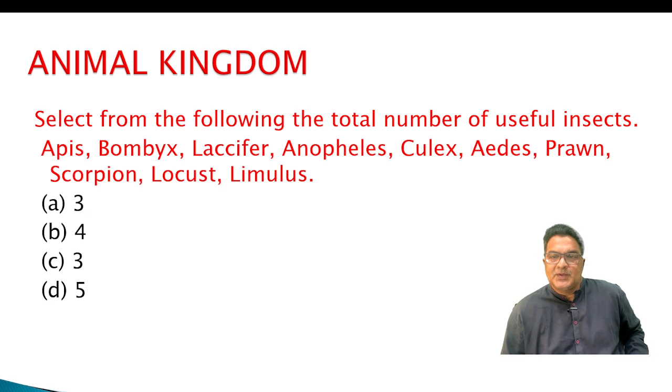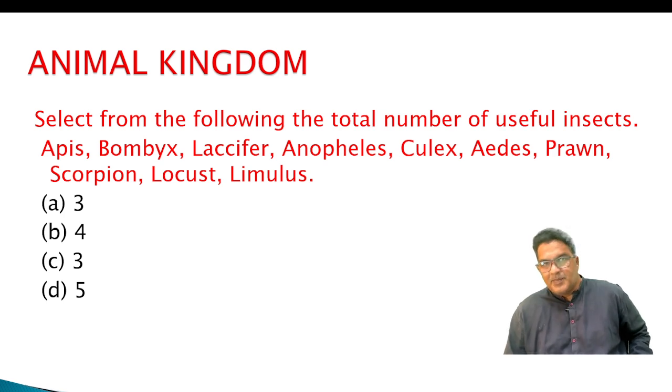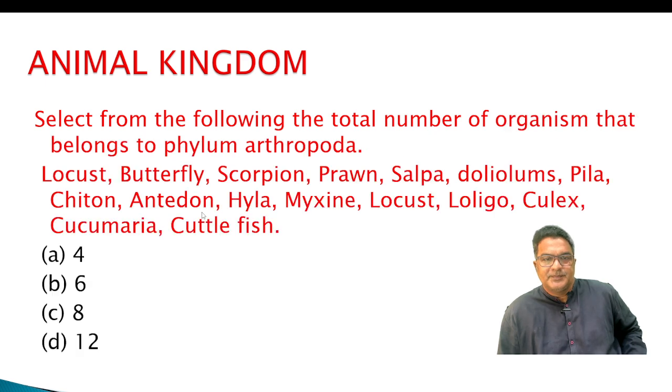Select from the following the total number of useful insects. Apis, honeybee, produces honey. Bombyx, silkworm, produces silk. Laxifer, lac insect, produces lac. They have commercial importance. Anopheles, Culex, Aedes, these three are mosquitoes, isn't it? Prawn has edible commercial importance. Scorpion, not much. Locust, Limulus, not having. So our answer will be the first three: Apis, Bombyx, Laxifer.